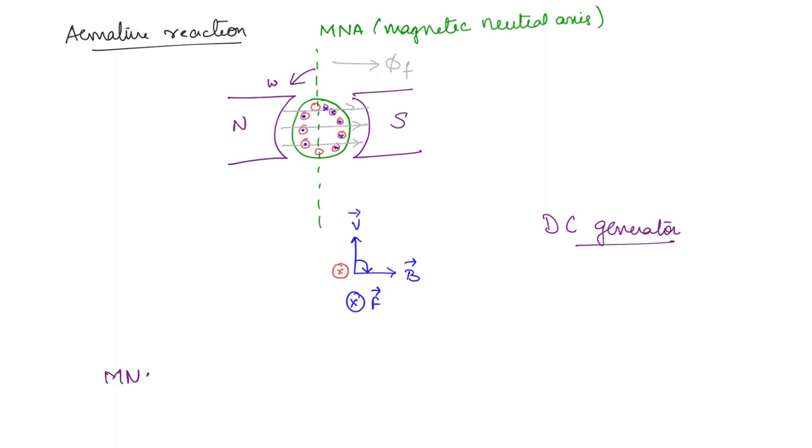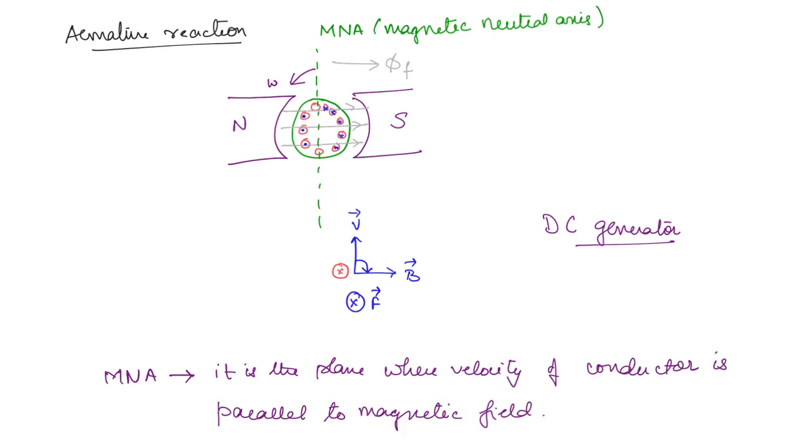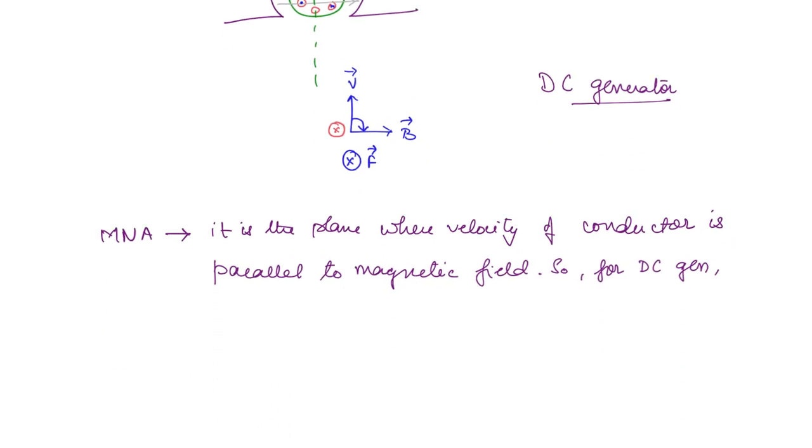So you can write this point, it is important. The magnetic neutral axis is the plane where the velocity of the conductor is parallel to the magnetic field. So for a DC generator, the induced EMF will be 0 for the conductors lying on that magnetic neutral axis, and for a DC motor, the induced torque is 0.